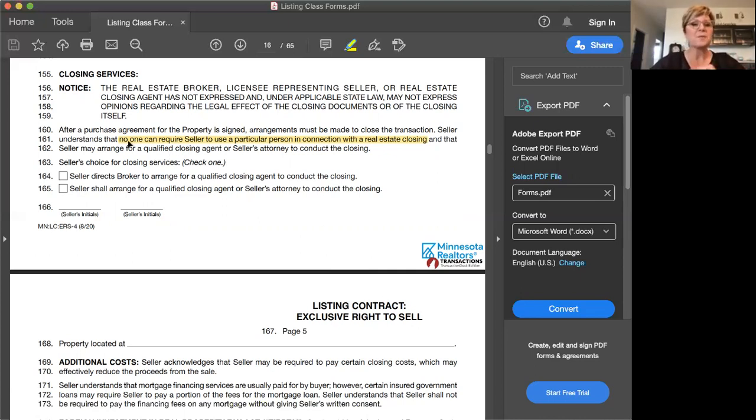Okay. But then the question is, okay, Mr. and Mrs. Seller, you want to close at Rochester Title. Would you like me to arrange for the closing and get them all of the paperwork that they need to prepare for the closing? Or would you like to do that? And most of the time they'll go, well, you can do that, right? So then I would have them check the line 164. If they want to do it, then you would check line 165. Okay, but again, it's their choice where they close, not yours.